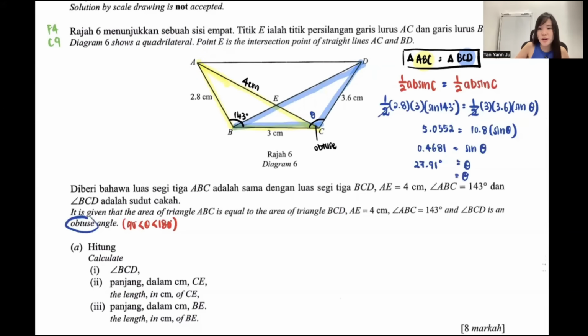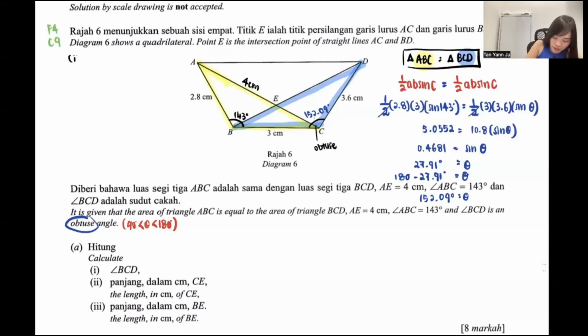So remember, whenever you already get your reference angle and you want to get your obtuse angle, it's always taking 180 minus the original one. So 180 minus this. So guys, the angle is 152.09 degrees. One update for you. 152.09 degrees. Done. Okay. Next, move on.